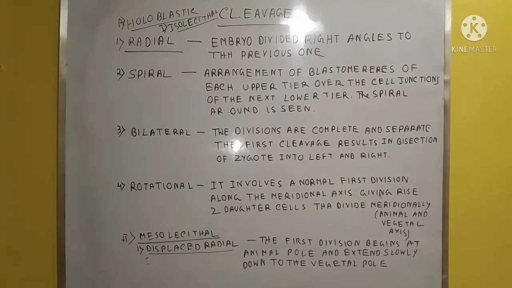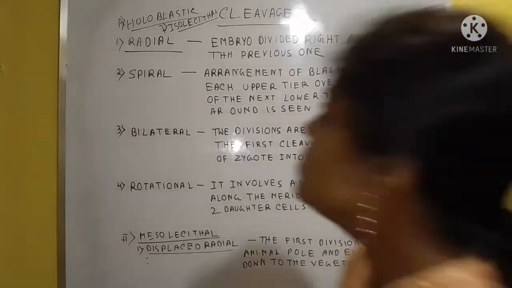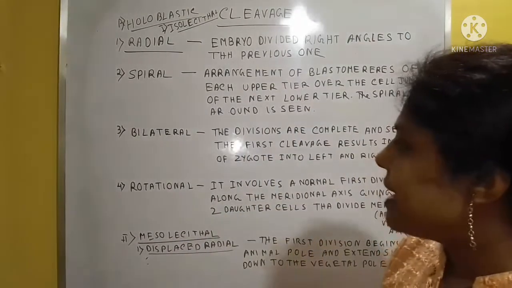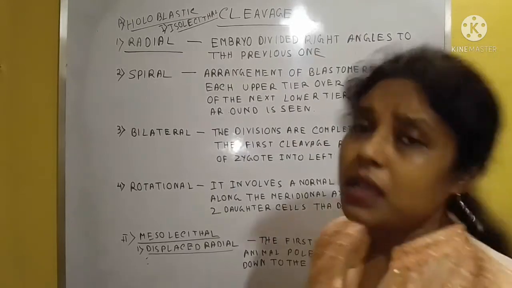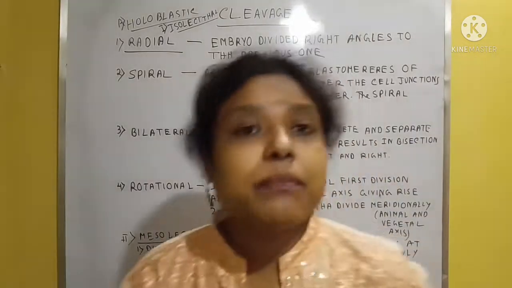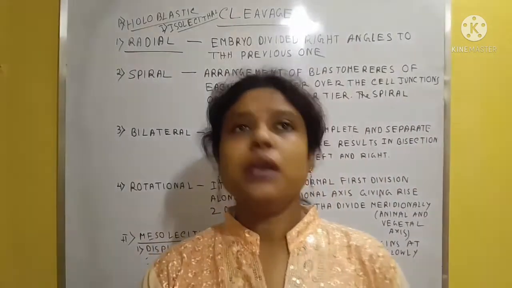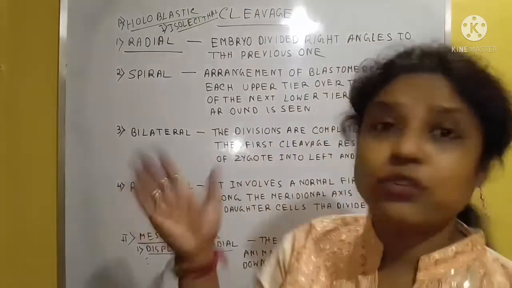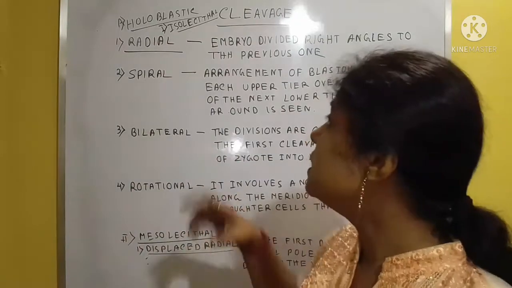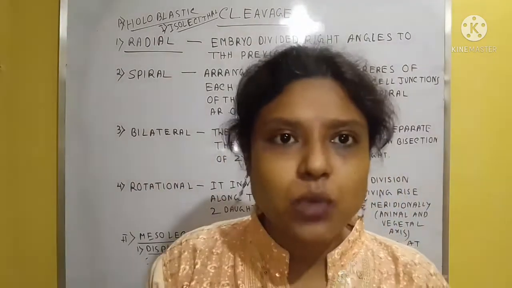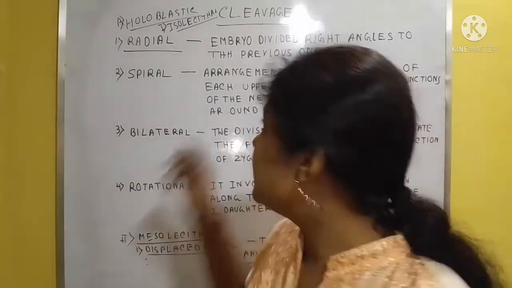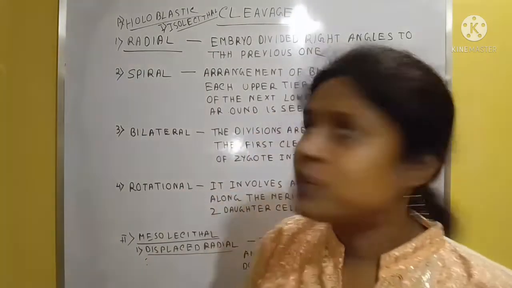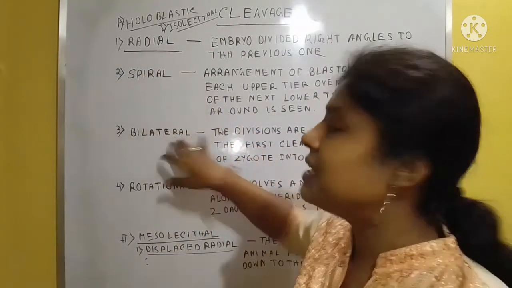Okay, now we explain about the radial, spiral and bilateral rotational cleavage. This is the second part of the cleavage pattern. Before that, I explained about the different types of pattern and how they are situated. So this second part is the explanation of the different types of cleavage pattern.